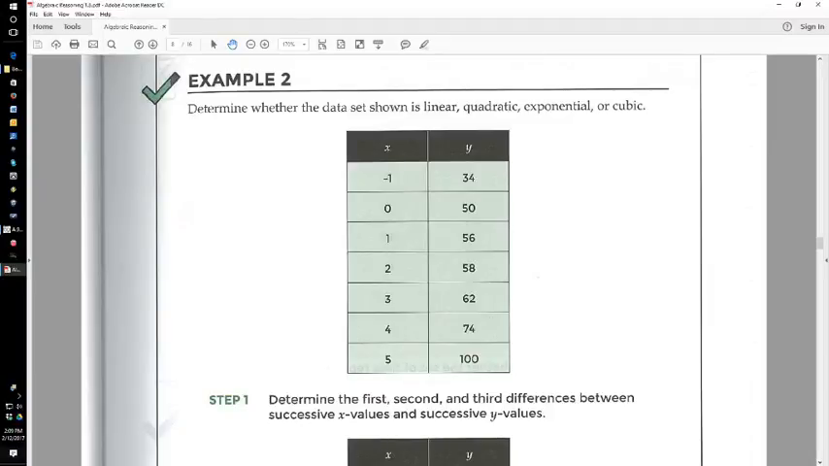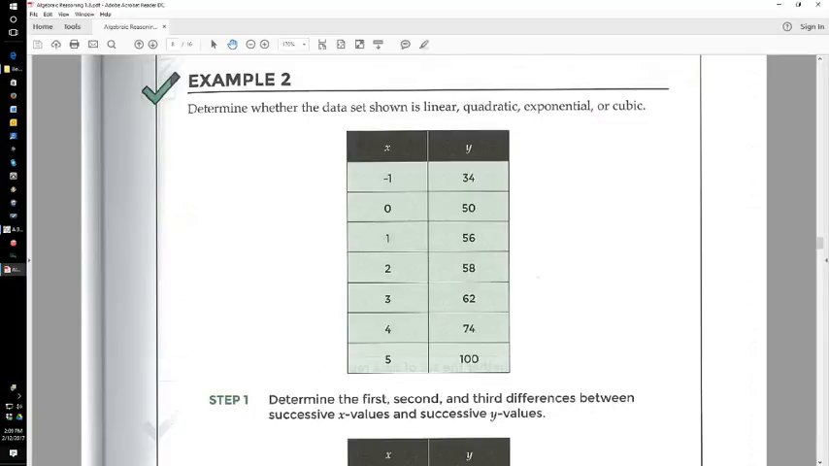Alright, so this is, again, chapter 1.7. This is example 2. It says determine whether the data shown is linear, quadratic, exponential, or cubic. So we're going to figure out which one of the four this is, and then we're going to write an equation for it. I'm going to start off with the idea of it being exponential, because that's the only one that we're dividing. So I'm just going to try dividing first.